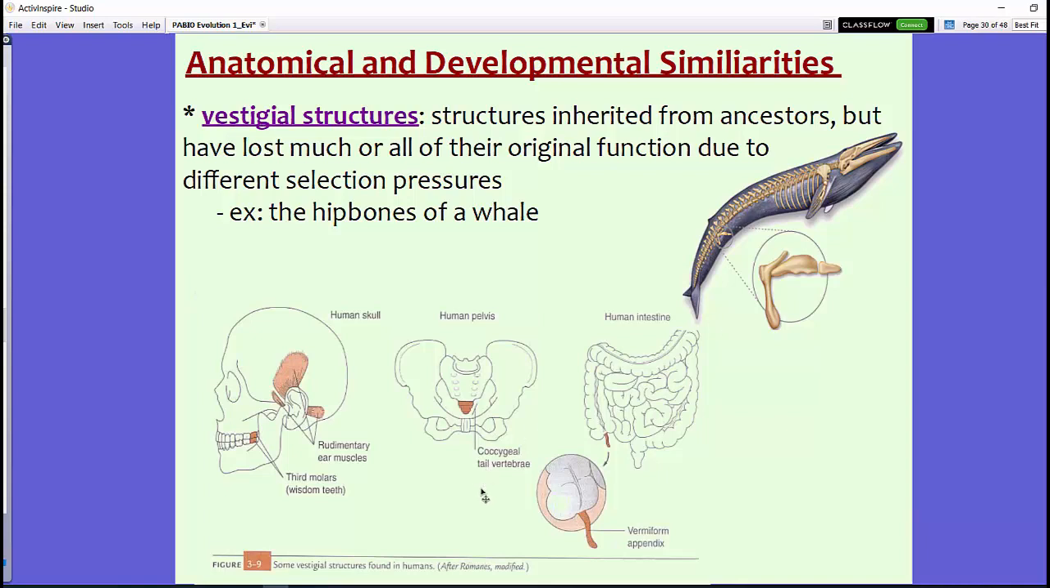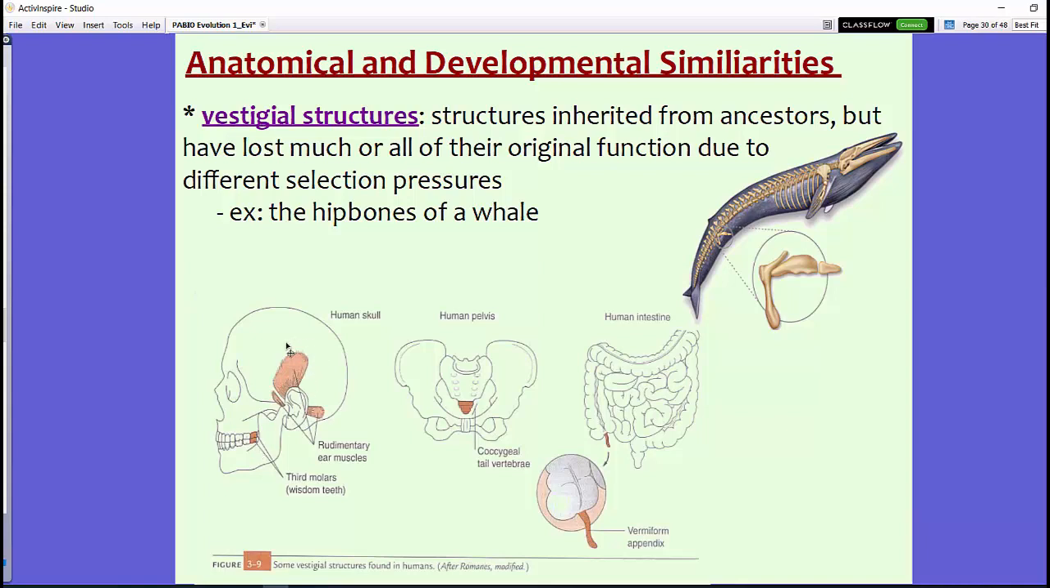In humans, we actually have a few different types of vestigial structures. The first, of course, are our wisdom teeth. We actually have very little room in our mouth anymore to have our 3rd molars, which we call our wisdom teeth. Way back in the day, before agriculture, we actually needed these for our diet in order to eat the raw vegetation that we were eating.